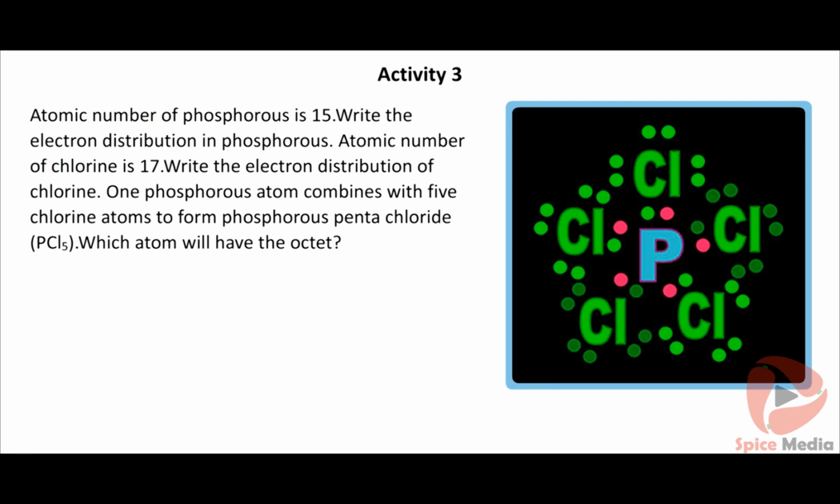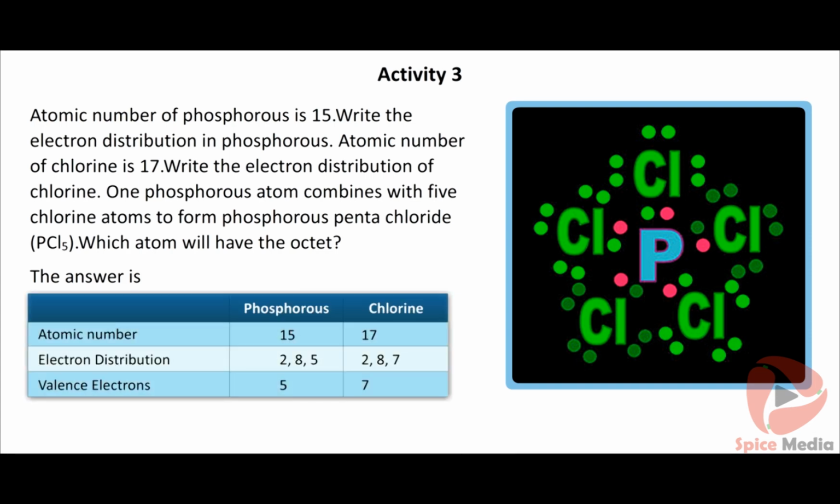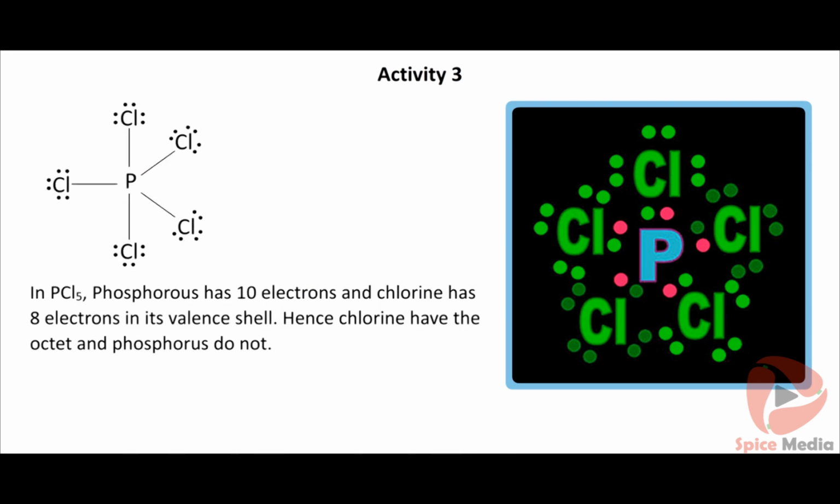Atomic number of phosphorus is 15. Write the electron distribution in phosphorus. Atomic number of chlorine is 17. Write the electron distribution of chlorine. One phosphorus atom combines with 5 chlorine atoms to form phosphorus pentachloride, PCl5. Which atom will have the octet? The answer: atomic number phosphorus 15, chlorine 17; electronic distribution phosphorus 2,8,5, chlorine 2,8,7; valence electrons phosphorus 5, chlorine 7. In PCl5, phosphorus has 10 electrons and chlorine has 8 electrons in its valence shell. Hence, chlorine has the octet and phosphorus does not.